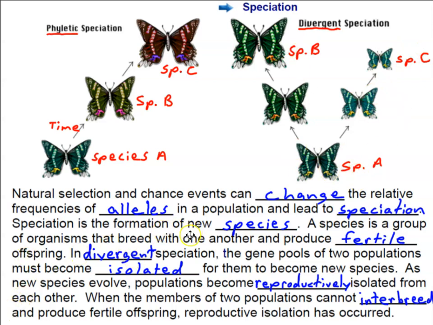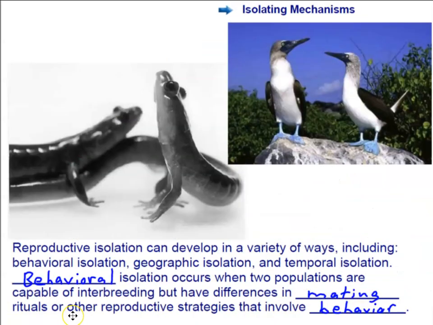So it all has to do with isolation and eventually becoming reproductively isolated so that they cannot interbreed with one another, and therefore they're considered separate species. So one way that two populations can become reproductively isolated is through behavioral isolation. So what we're looking at here are two examples, the blue-footed booby and the salamanders. They both perform rituals, mating rituals, in which the male performs for the female.